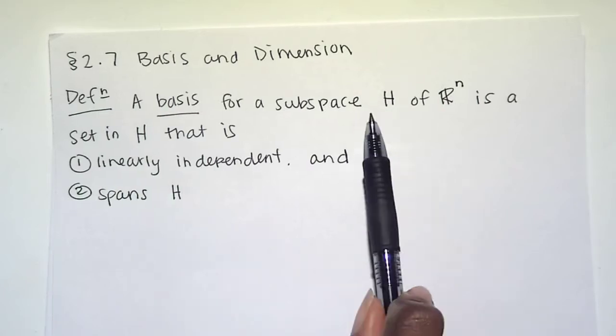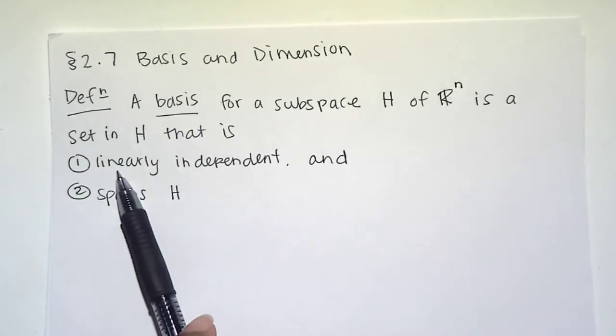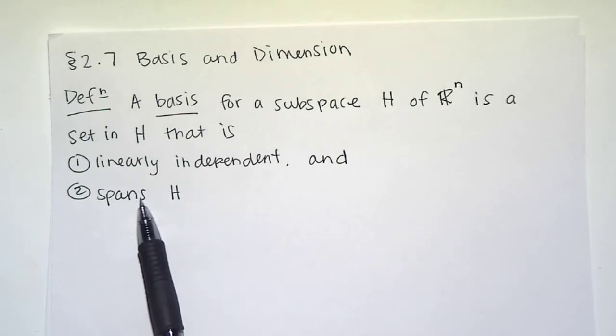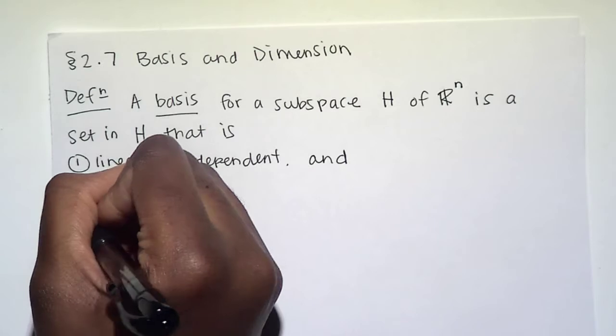So our basis is going to be in H, but this set must contain linearly independent vectors, and the things in our basis must span all of H, meaning we should be able to write everything in H as a linear combination of things in our basis. So let's look at some examples so we can see what this looks like.